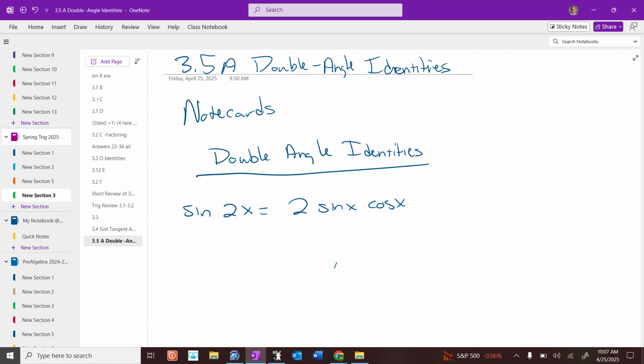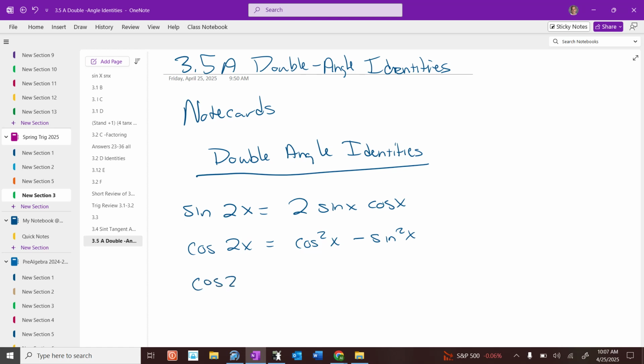And there's 3 different cosine ones. Write them all down. The first one, the cosine of 2x equals cosine squared of x minus sine squared of x. Not a plus, because if it was plus, then it'd be 1. But a minus is cosine 2x.